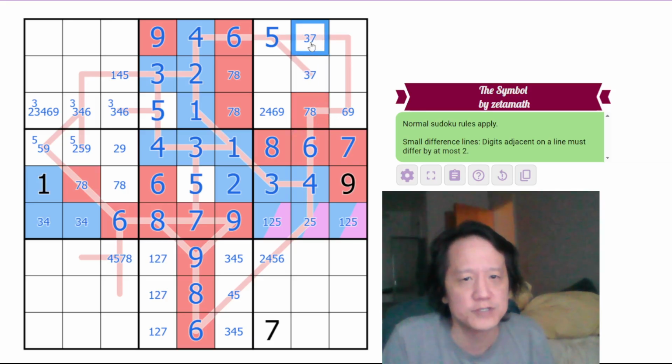This becomes a 3, 7 pair, which eliminates 3 and 7 in the rest of the column. So this can't be 7. This is 8, which makes this 7, which makes that 8. 8 can be next to 6 or 9.